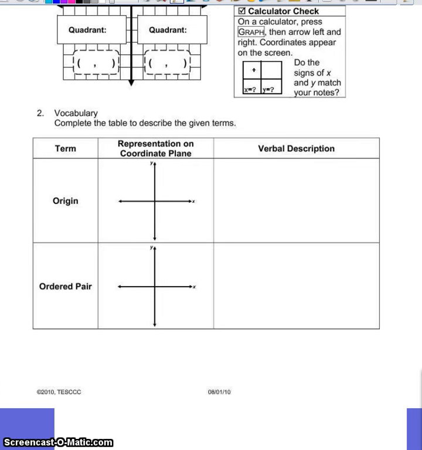So right now we're focusing on the origin. Where's the origin at? Correct, right there in the middle. Now give me a verbal description. Just take a moment and think about what you would call that.